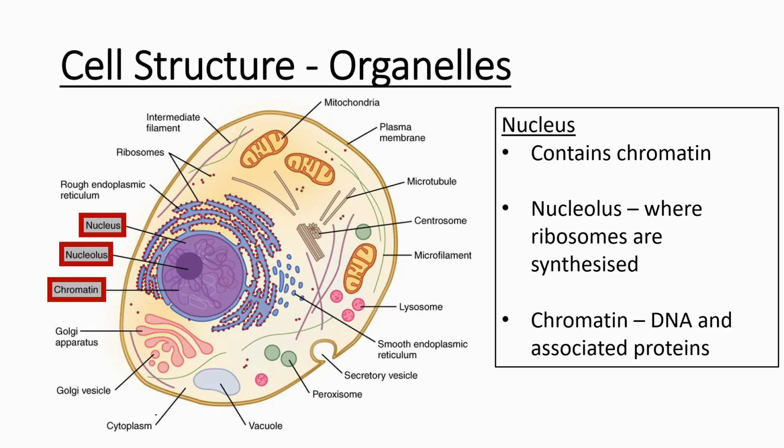First, I'm going to look at organelles. These are membrane-bound structures which are found inside the cell. First, let us start with the nucleus. It contains a double membrane called the nuclear envelope. It has different structures, including the nucleolus, where ribosomes are synthesized, chromatin, which is DNA associated with proteins.